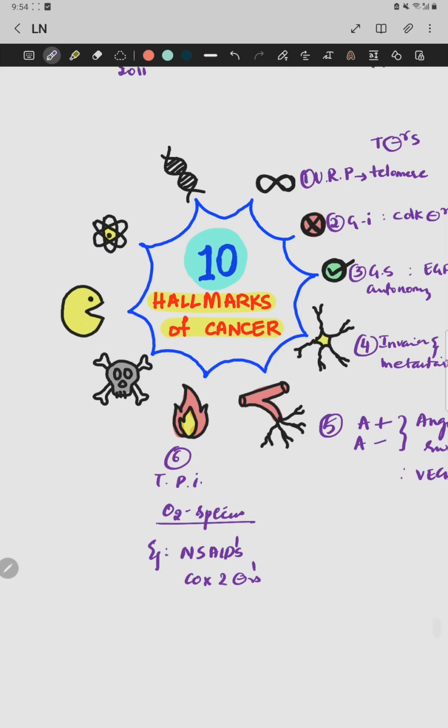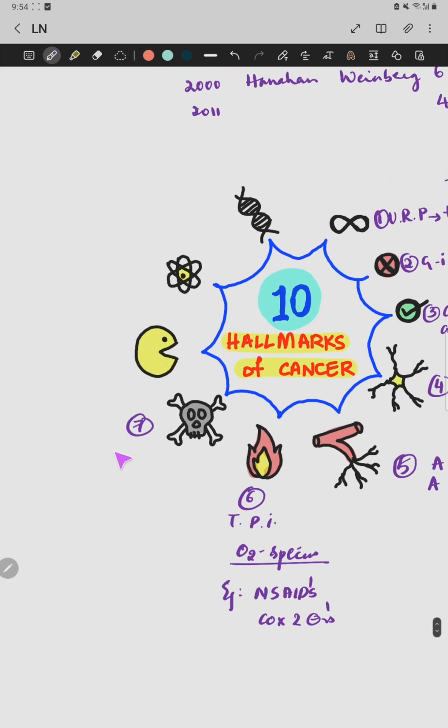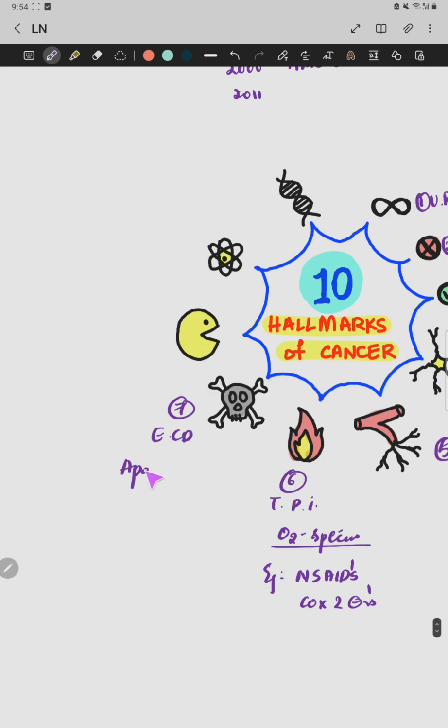Now next is evasion of cell death. Cancer cells evade the apoptotic signals. To target this, we can use pro-apoptotic agents like BH3 mimetics.